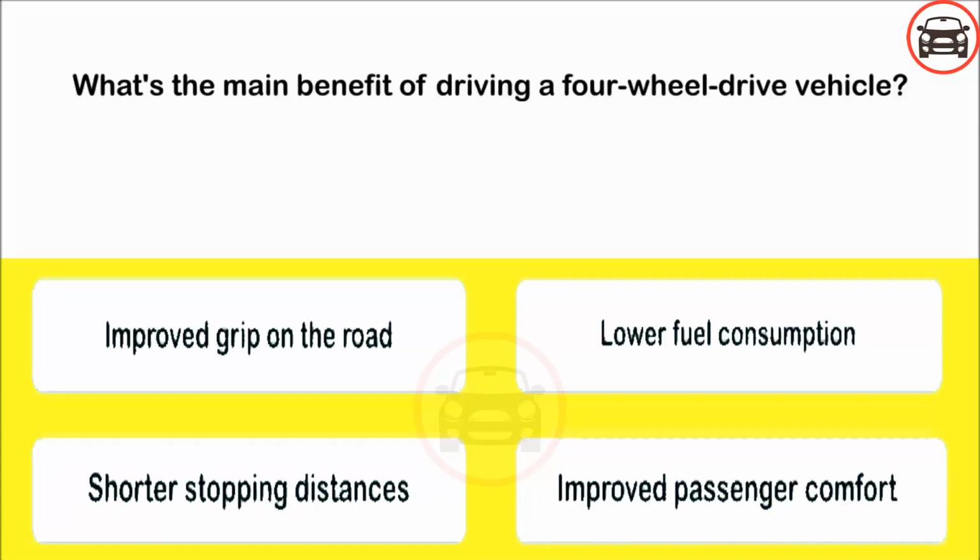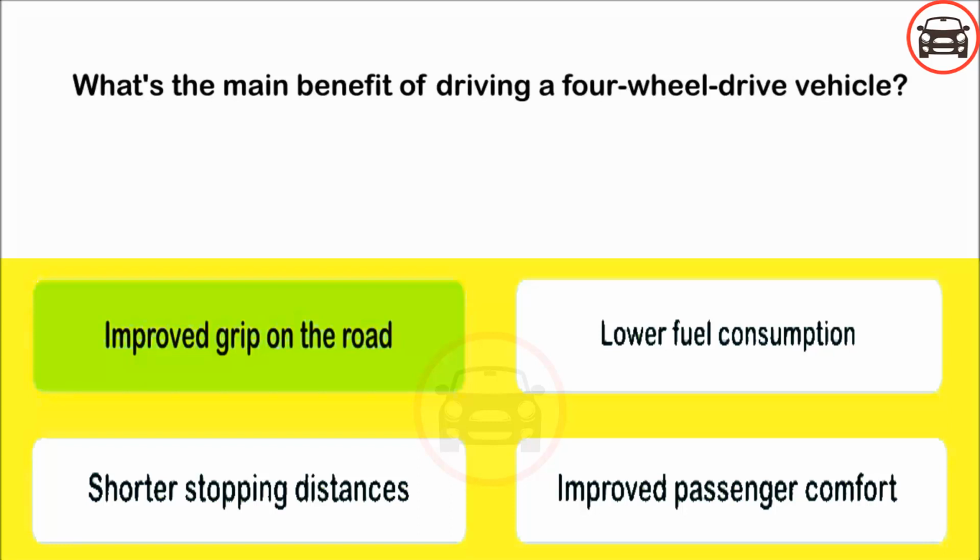What's the main benefit of driving a four-wheel drive vehicle? Improved grip on the road. Lower fuel consumption. Shorter stopping distances. Improved passenger comfort. Improved grip on the road.